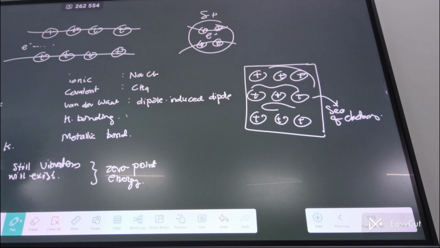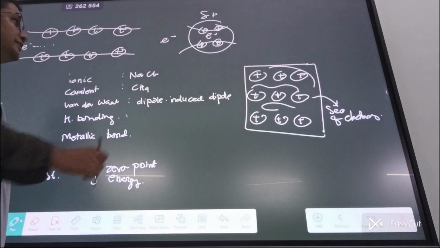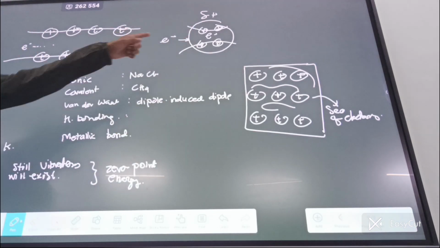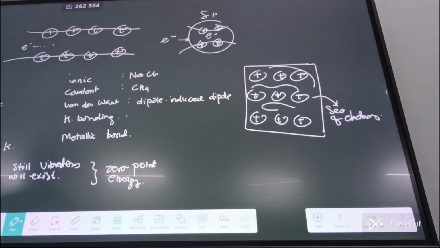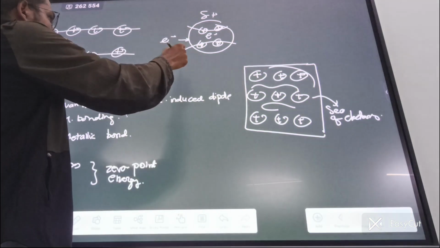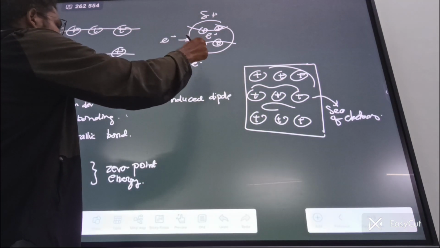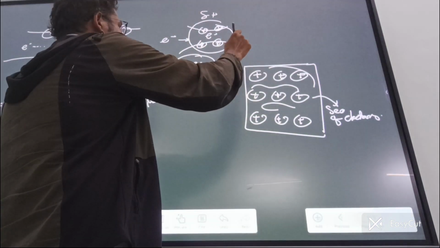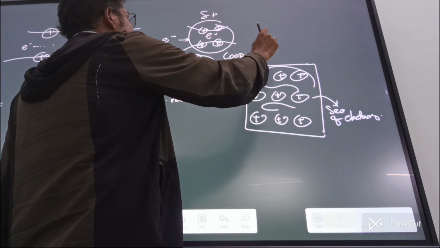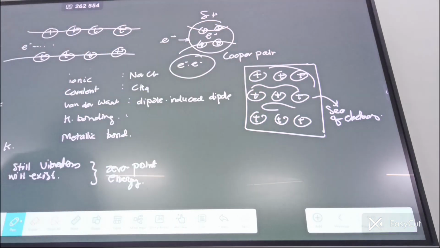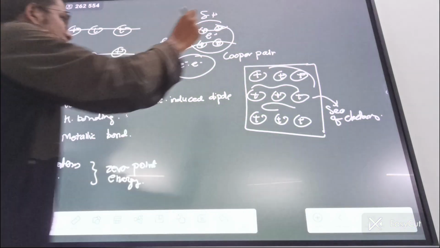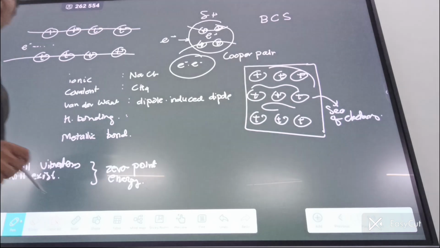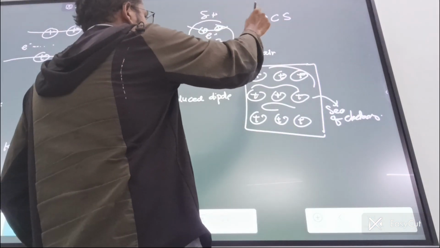And it's coming together. So the next electron, which is following that electron due to the electric current, becomes attached to it due to this positive charge. So we have an electron-electron couple, and we call these Cooper pairs. The formation of Cooper pairs is basically called BCS theory. It is based on three scientists: Bardeen, Cooper and Schrieffer.